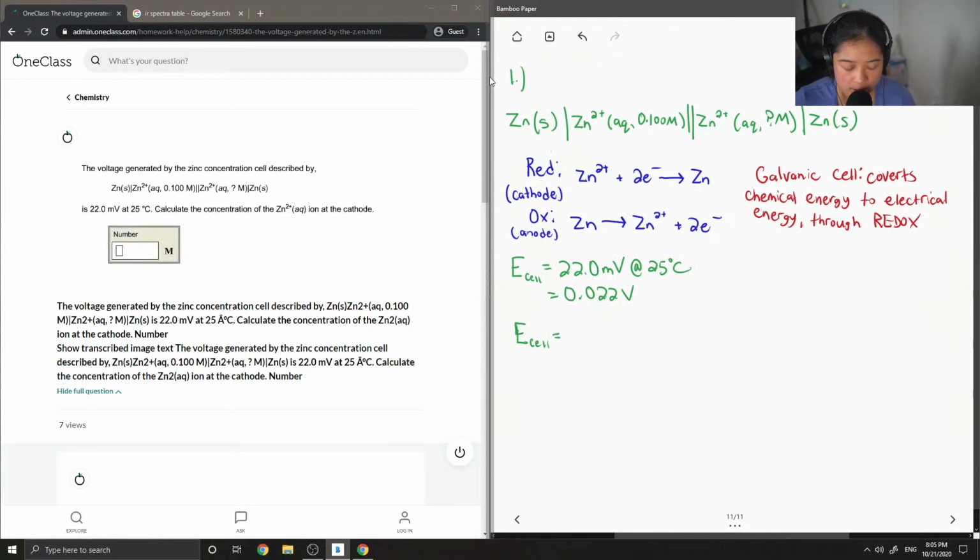It's going to be E cell is equal to negative 0.0591 over n times the log of your concentration of anode over concentration of cathode.